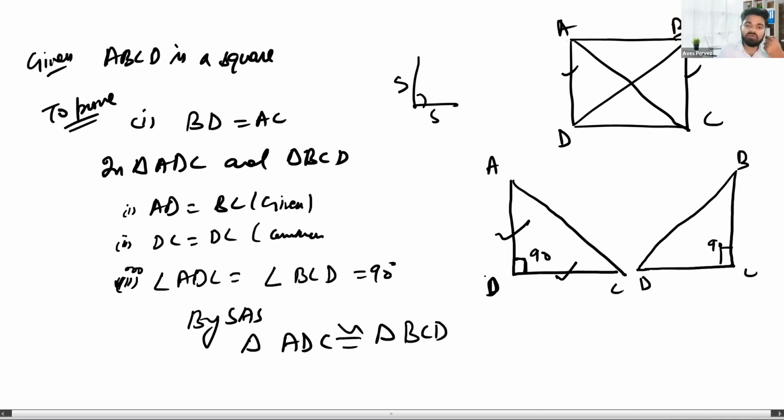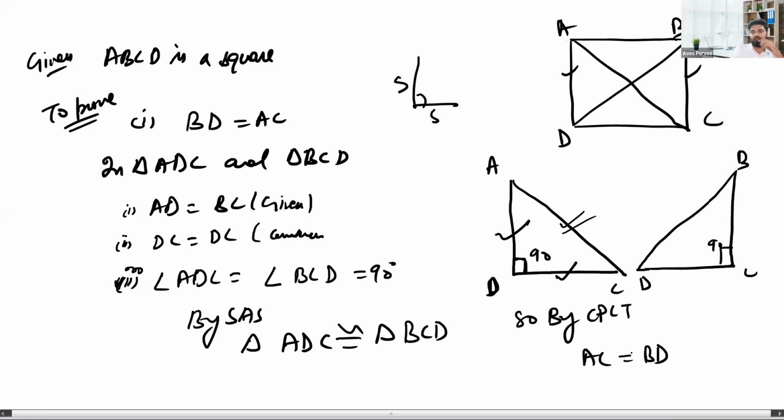So by CPCT, you have not chosen this side and this side while you were proving the triangles congruent. You have taken only this one and this one, and this one and this one. So the remaining side will automatically become equal. So this is the remaining side and this is the remaining side, so they will become equal. So you will write, by CPCT, AC will be equal to BD. And what are AC and BD? AC and BD are the diagonals. Yes, sir. Thus we have proved that the diagonals are equal.